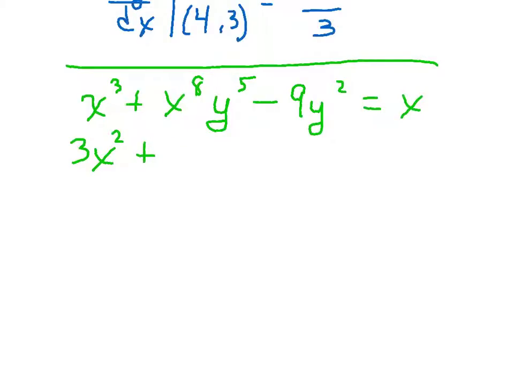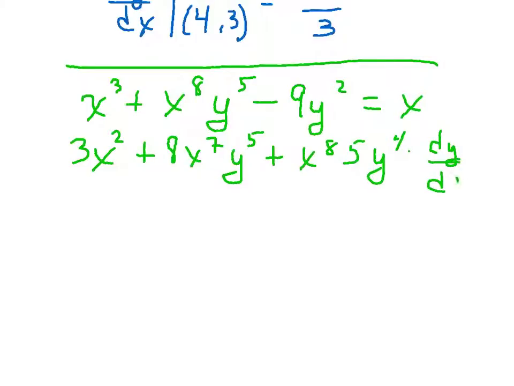So here's the product rule. u prime v plus u v prime. And I'm hoping that you anticipated that I'd be throwing a dy/dx in there, because y has a derivative. Alright, let's continue now to the next term. The derivative of 9y squared is 18y to the 1st times the derivative of y. And on the right-hand side of the equal sign, the derivative of x is 1.